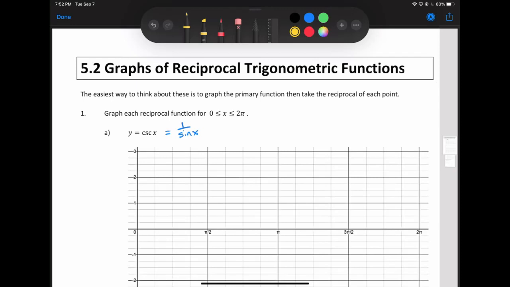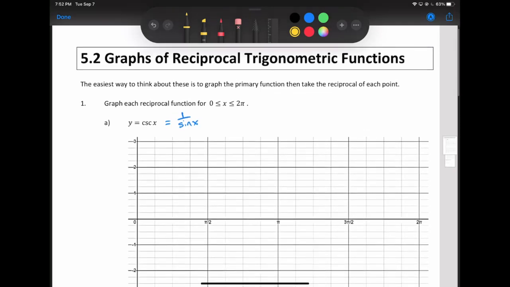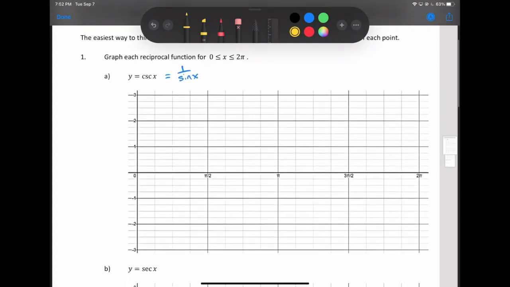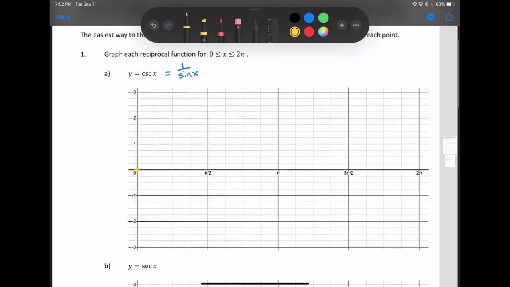Now here's how I graph reciprocal trig functions, and I find it fairly straightforward. Let's start off by graphing the primary trig equivalent of it and go from there. So the sine function is going to go 0, 1, 0, negative 1, 0. So it goes up to 1, back to 0, down to negative 1, up to 0. Now what we'll do if we want to actually graph the real function is take the reciprocal of each of the individual points.